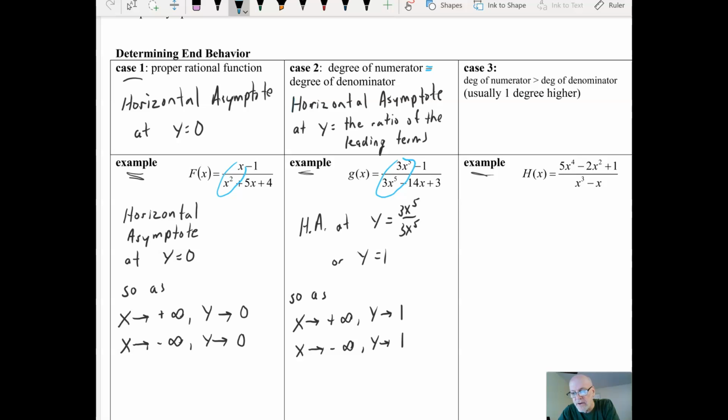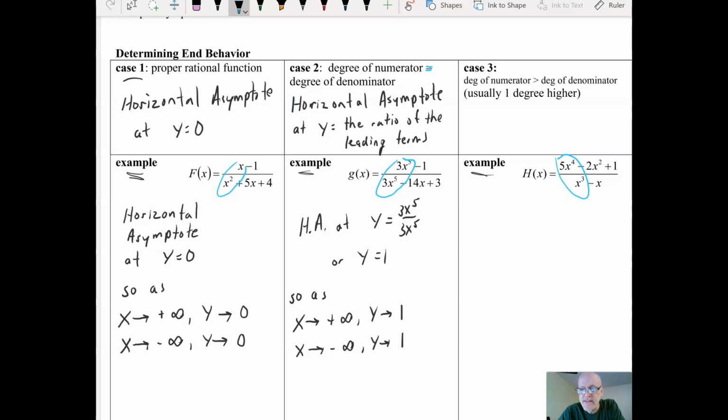So in case 3, you're looking at a rational function where the degree of the numerator is 4 and the degree of the denominator is 3. And you can't just take the ratio of those terms. You have to go through some long division. In this case, it might actually be the same as the ratio of those terms, but in general, that's not true. So let's go through the process.